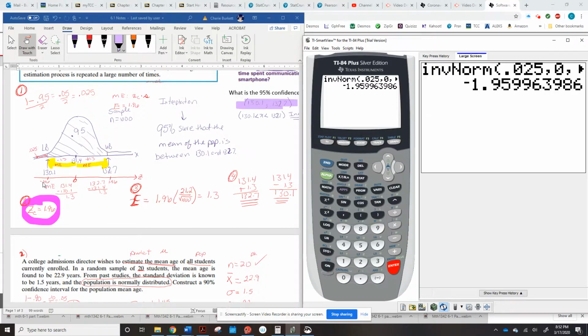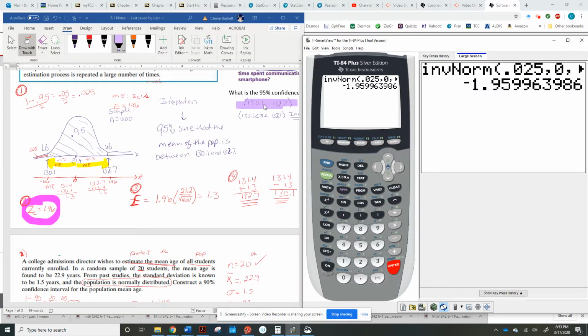And remember, we wrote down negative 1.96 right here and positive 1.96 right here because it's an interval. It's a confidence interval, so it has a beginning and an end, a lower bound and an upper bound. The lower critical value was negative 1.96, and the upper critical value was 1.96. So that's where you get that number.